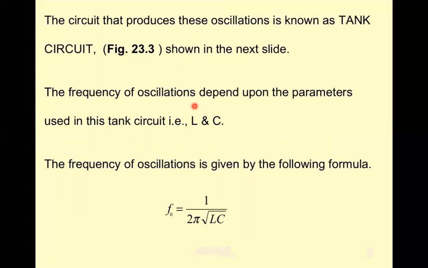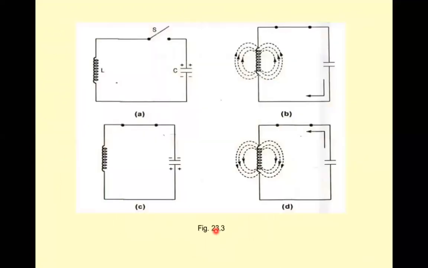So in the case of an LC oscillator, the frequency of oscillation is given by the resonant frequency formula, equal to 1 upon 2 pi root LC. And this is the circuit. Now let us see how it works. First, understand the definition of a tank circuit. A circuit that produces electrical oscillations of desired frequency is known as an oscillatory circuit or a tank circuit.